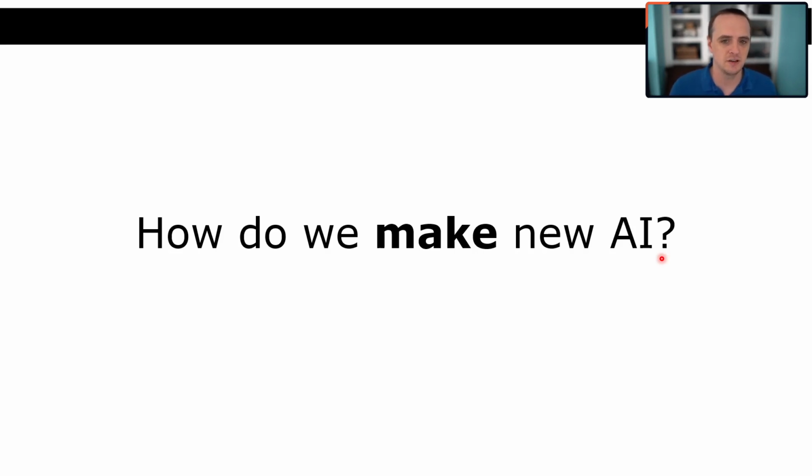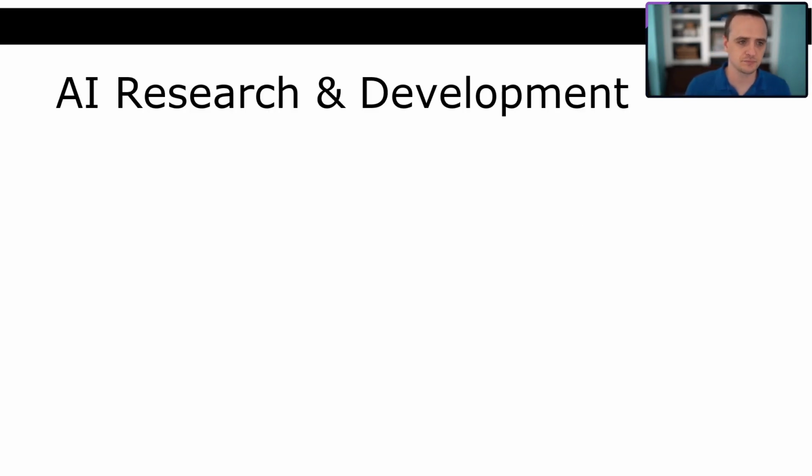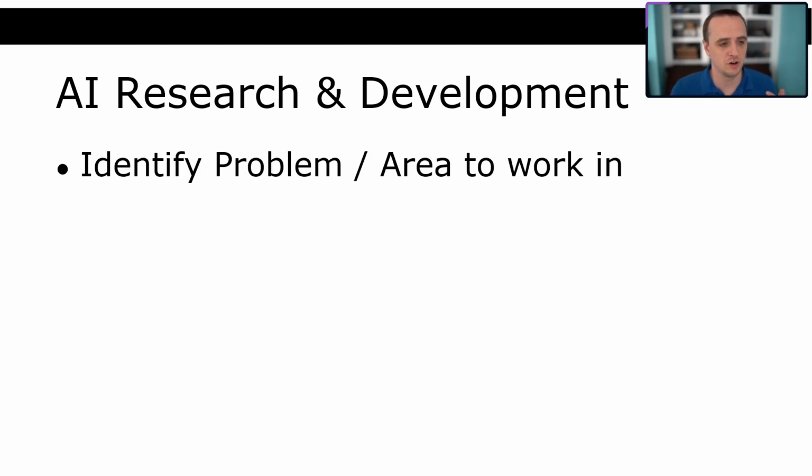How do we make new AI? All of this stuff just doesn't come from nowhere. You're not out flying a kite like Benjamin Franklin to invent electricity, right? How do we make new AI? AI research and development has a process to it, okay? First, we identify a problem that we want to solve or a new area that we want to work in.